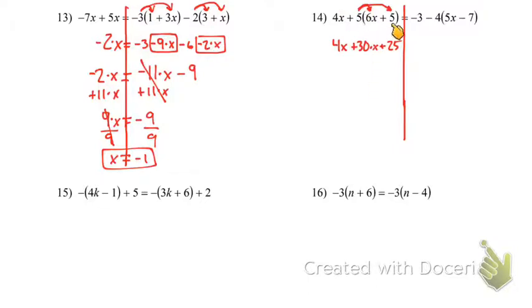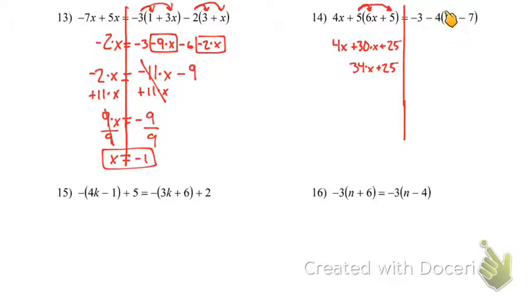So now we did distributive property. Let's clean it up by combining like terms, and we're going to combine the 4x and the 30x here. Since they're both positive, they're on the same team, we add them together and they're a positive team, so it's positive 34x. Bring down the positive 25. Okay, and the left side is all cleaned up. Let's go ahead and clean up the right side.